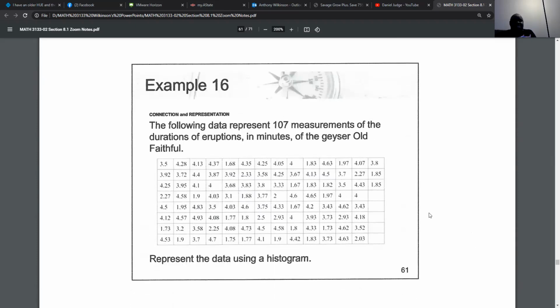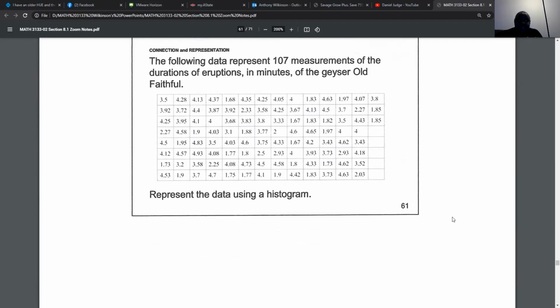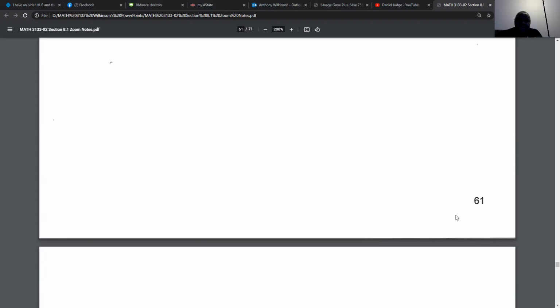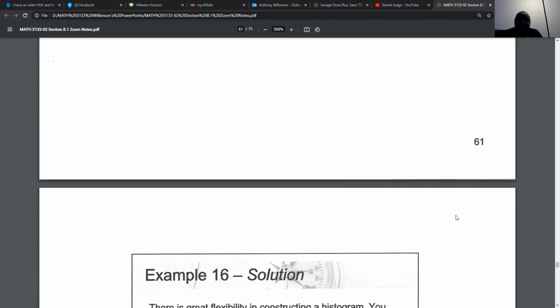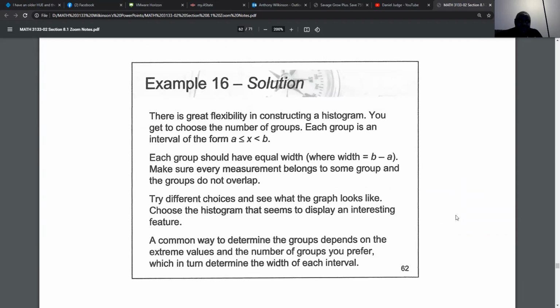All right, now let's look at this example number 16, where the following data represents 107 measurements of the durations of eruptions in minutes of the geyser Old Faithful. This is what those 107 measurements look like. And we're going to take that and represent this using a histogram. So follow along with me because this is spread out over so many slides here.